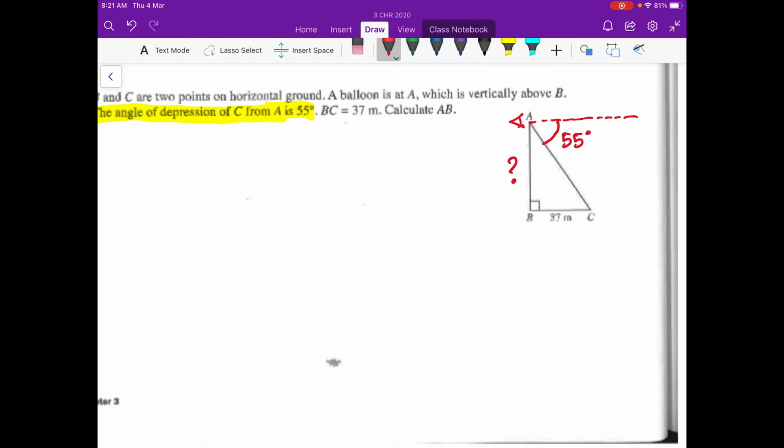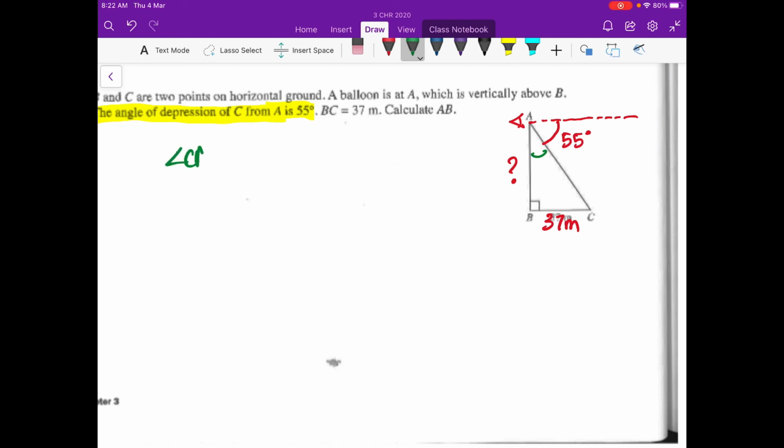We have another piece of information. This is 37 meters. I got an unknown distance. I got an angle, but the angle is not inside the triangle. Then how? Which angle do you want to find, Chen Si? Angle A? Must be 3 letters. CAB. Okay, let us find this angle.